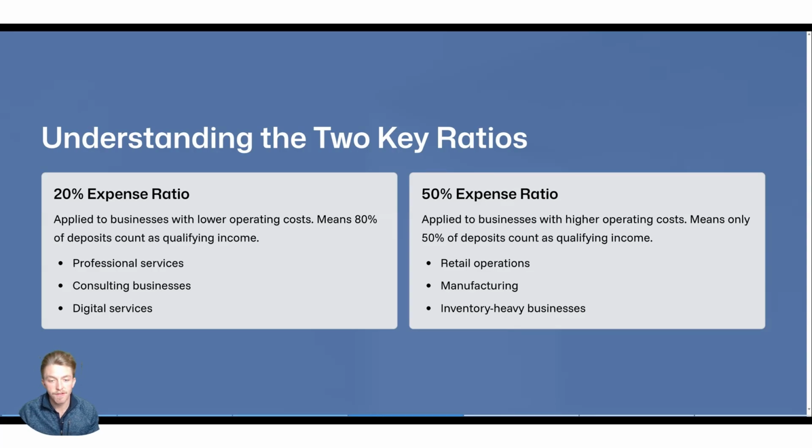The second option is 50% expense ratio. This is the default with most investors we use, and this is applied to businesses with higher operating costs, businesses that have cost of goods, stuff like that. You know, I own a produce stand, so there's cost of goods there. They would utilize a 50% expense ratio against the gross income I have coming in through my bank statements. So this is really for retail operations, manufacturing, and inventory heavy businesses.